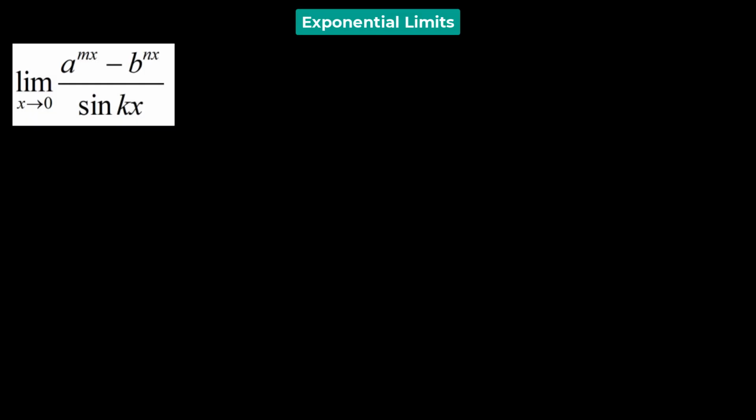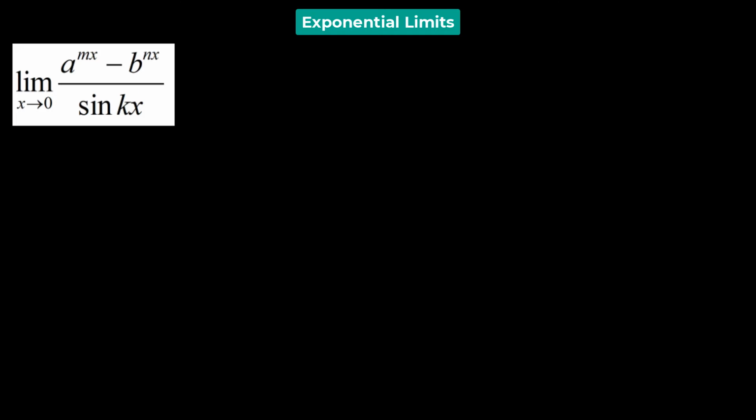So we have this exponential function. We need to determine its limiting value when x approaches 0. Now clearly, when we substitute the value of x with 0, we have a raised to the power of 0, which is 1, minus b raised to the power of 0, that is also 1. So we have 0 in the numerator, and sine of 0 is 0, so we have 0 in the denominator as well. So this is giving us a 0 over 0 indeterminate form.